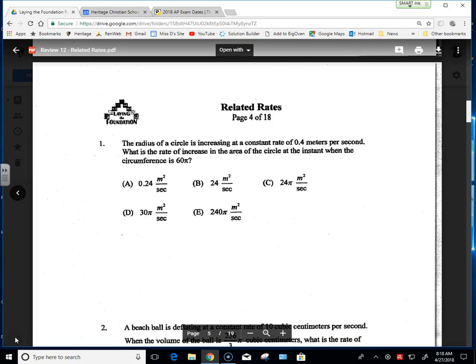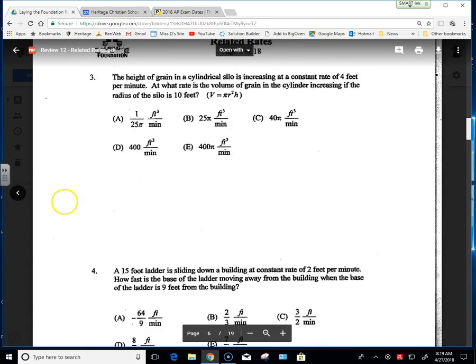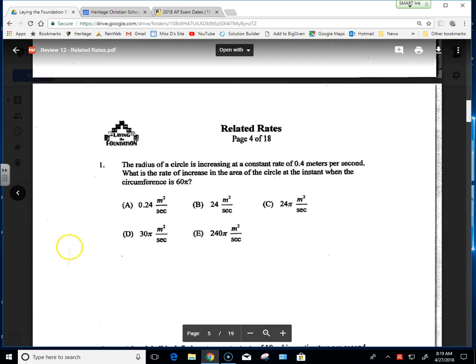Okay. Let's go through LTF number 12 questions that you guys have. Any multiple choice or FRQs? Number 7 and 5 and 9 and... Okay. Anybody have a question on number 1? Let's just start there.